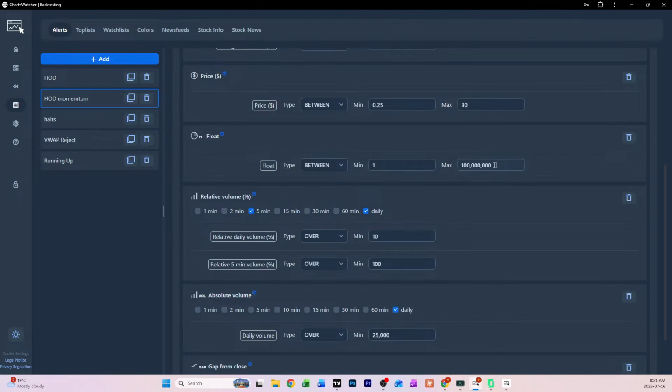High of day momentum, I'm a little bit more lenient on the float that I'm willing to see. Because if it's breaking high of day, sometimes there will be some occasions where I might trade a higher float if it's got really fantastic news, like a big company headline in it or something. So I'm willing to see it on the high of day momentum scanner, just not the running up scanner. So my range is between 1 and 100 million.